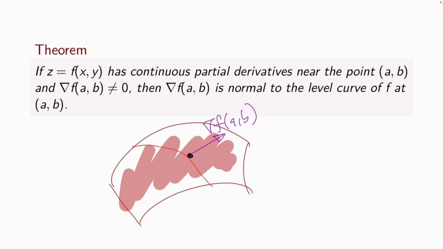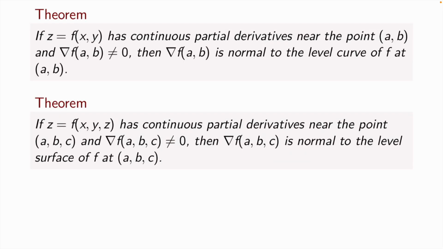And extended to three dimensions, if the function has 3 variables, what's going to happen is that the gradient is going to be also perpendicular, normal, to the level surface of the function at the point.